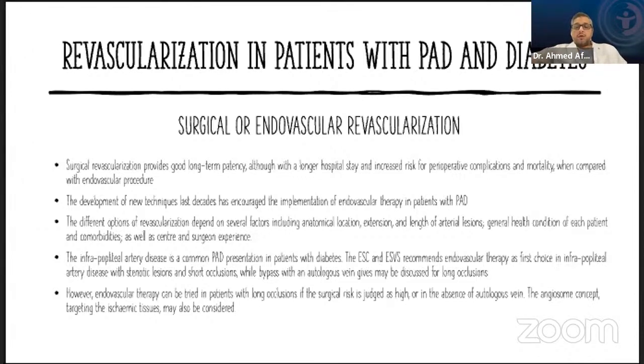And that is supported by many guidelines from different societies recommending endovascular therapy as first line for infrapopliteal arterial disease treatment and for short lesions. It can also be tried for longer lesions if the surgery is considered high risk or in the absence of autologous vein.